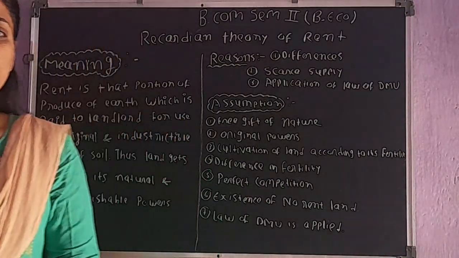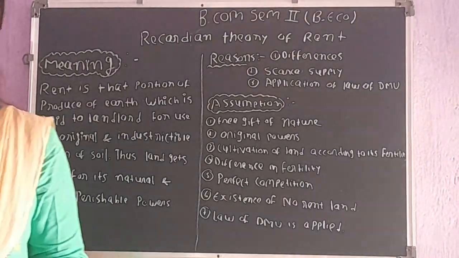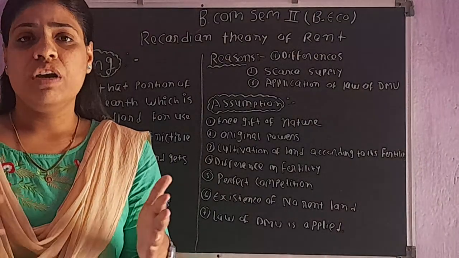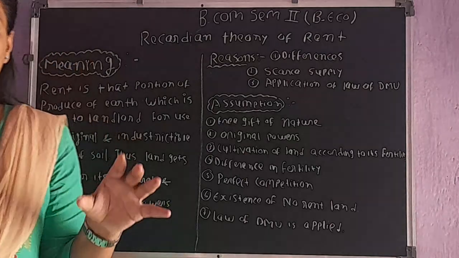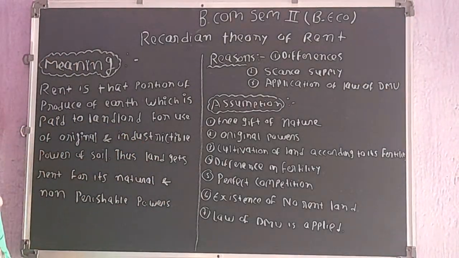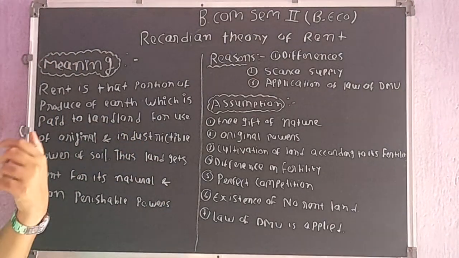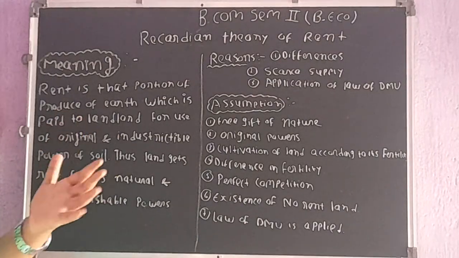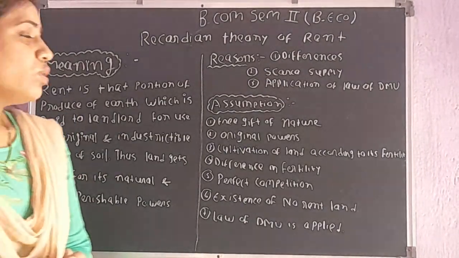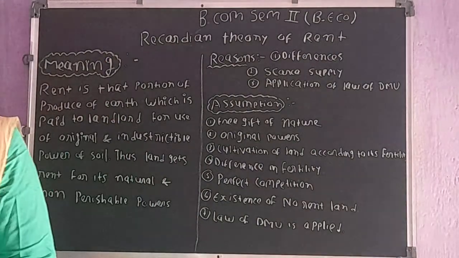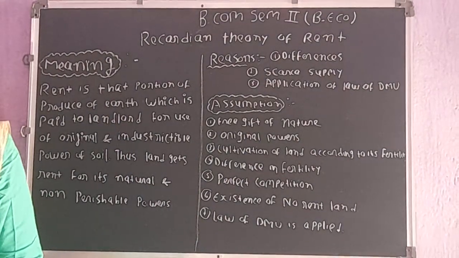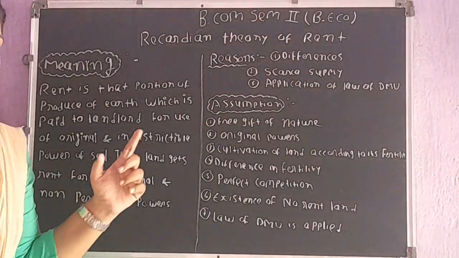In the last lecture, we had seen the modern theory of distribution, which is also called the theory of factor pricing. Thereby, we determined how, with the help of forces of demand and supply, prices of factors are determined in the market. In today's lecture, we are going to see the theories of rent. First of all, we are going to start with the Ricardian theory of rent.